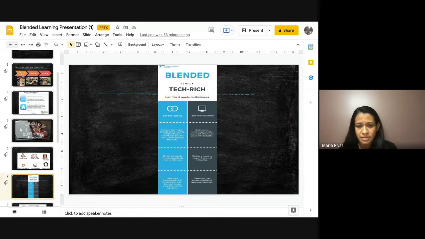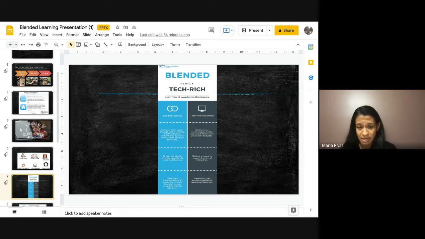Devices are used to leverage opportunities to personalize the learning. In a tech-rich classroom, devices are used to support traditional instruction. So we're looking at the difference between a blended learning classroom, where we leverage technology to personalize learning, versus a tech-rich classroom, where they're doing everything online and using the learning management system to personalize that learning. That's where the technology comes in.